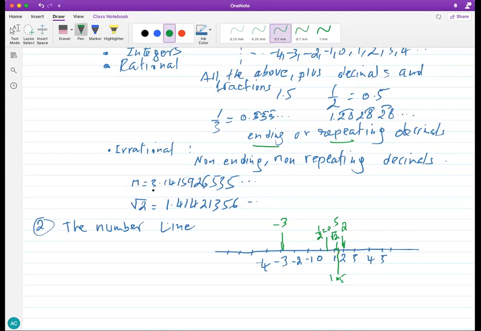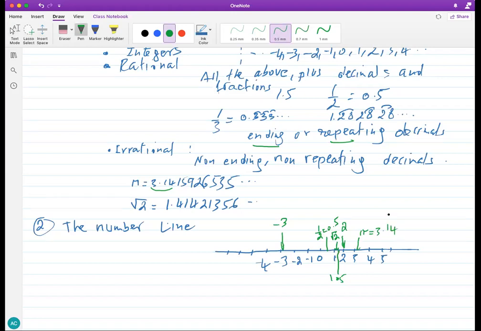Where would you put pi? You would put it between 3 and 4, because it's 3 and some change. Is it closer to the 3 or closer to the 4? Definitely closer to the 3. So 3.1 is right over here, then 0.2, 0.3, and so on all the way to 4. So it's very close to 3. That's where you find pi.